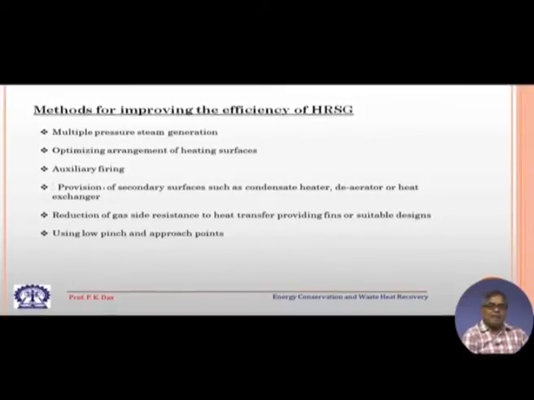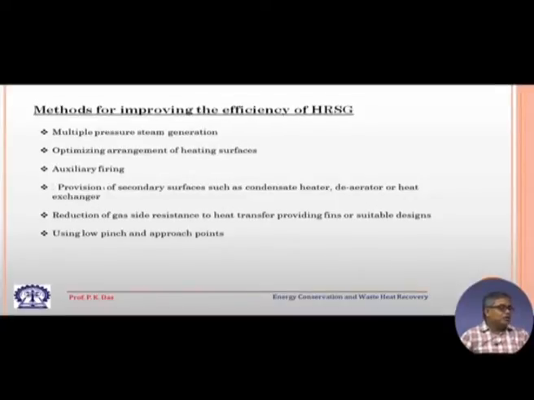So, we can have some extra amount of thermal energy generated. Then reduction of gas side resistance to heat transfer by providing fins of suitable designs. So, the gas side heat transfer coefficient will be small compared to the liquid side heat transfer coefficient. So, that can be improved by providing some sort of fins or like that.